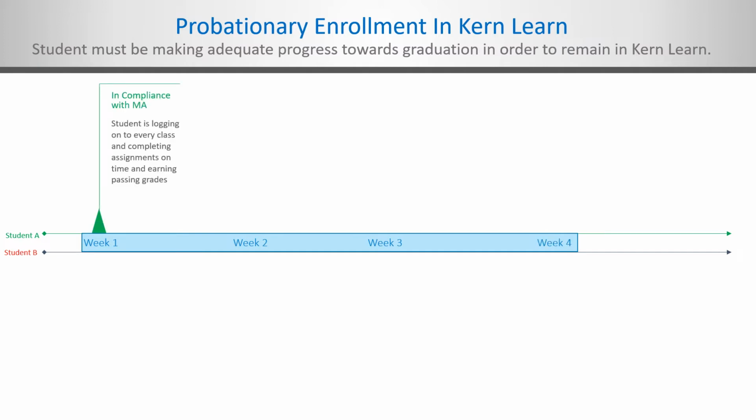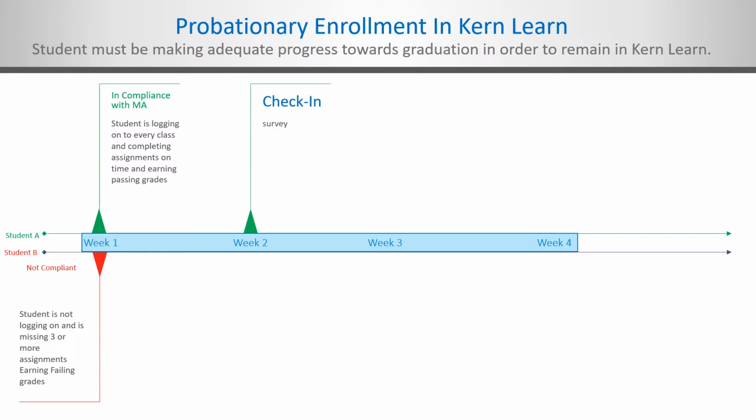Student A is in compliance with the master agreement and is working on their classes every day and turning in assignments on time and earning passing grades. Student B has not logged on at all or has not completed the assignments and is falling behind. In week 2, a check-in survey is sent out.